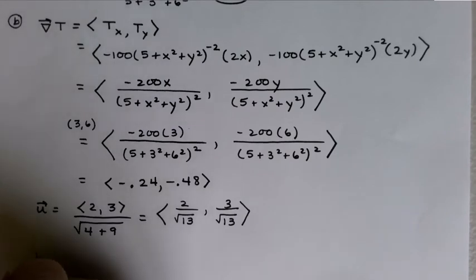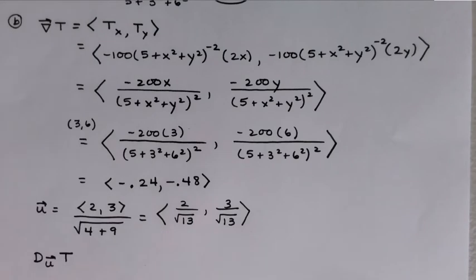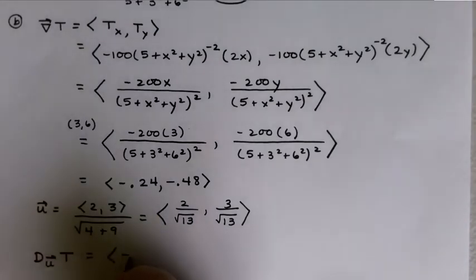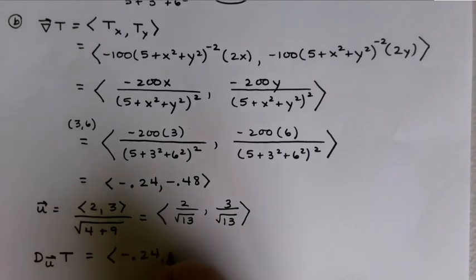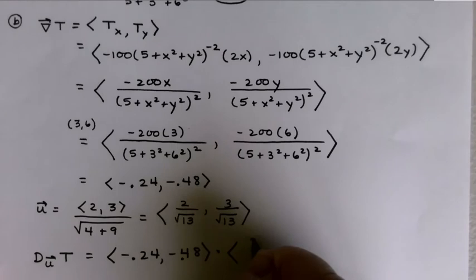And that means my directional derivative, the derivative of T in the direction of u, is just the dot product of the two things I just found, the gradient and the unit vector.